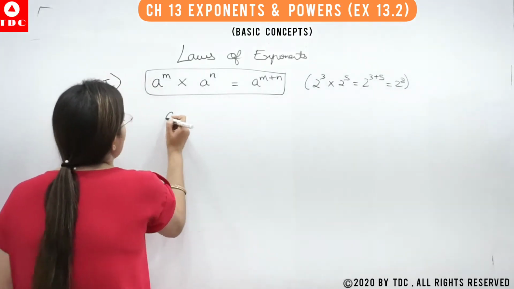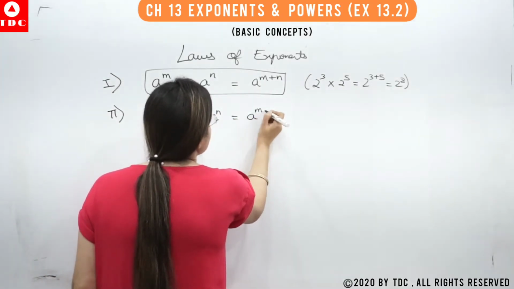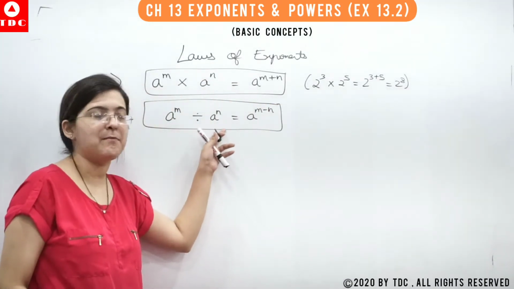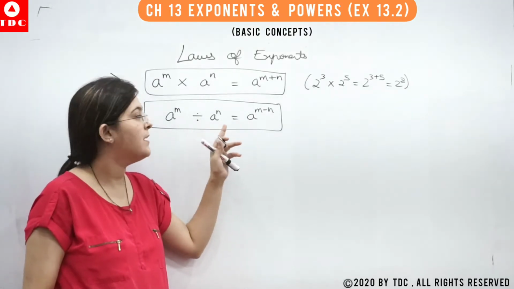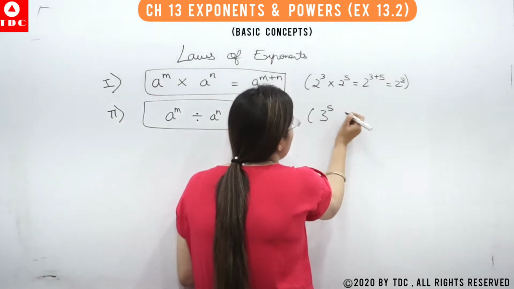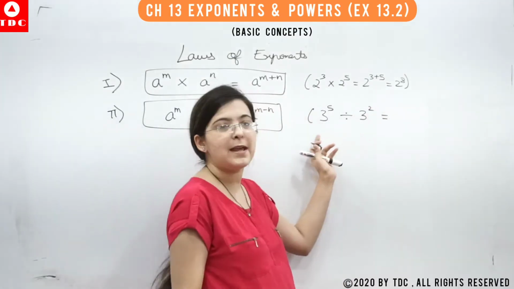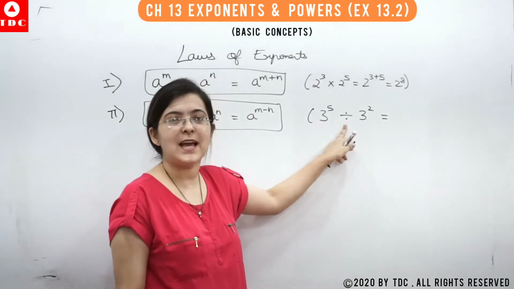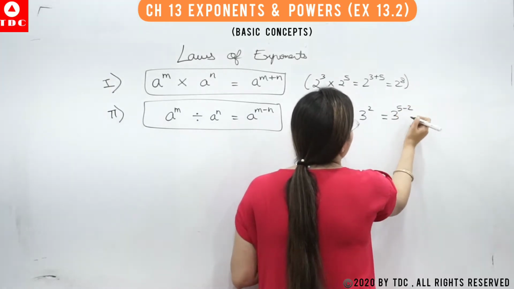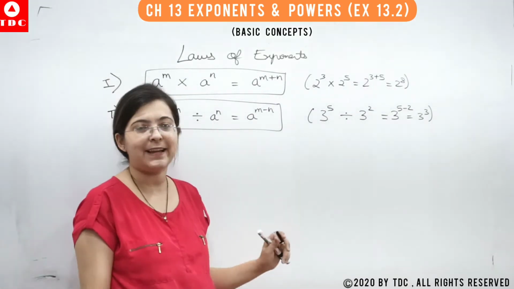The second law that you have to remember is a to the power m divided by a to the power n is a to the power m minus n. That means again if the base is same and there is a division sign in between, then the powers would be subtracted. See the example, 3 to the power 5 divided by 3 to the power 2. Now the base is same, 3, and there is a division sign, so their powers will be subtracted. That means 3 to the power 5 minus 2, that is 3 to the power 3. Okay, this is your second law.